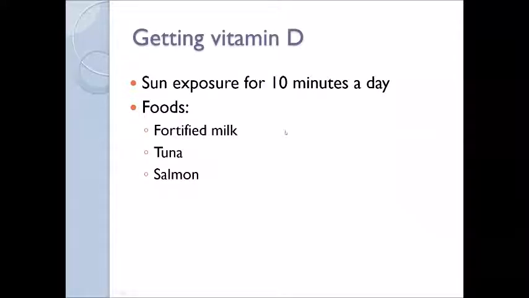Okay, and these are some of the ways that you can get vitamin D. You can get vitamin D from having sun exposure. If you're outside for about 10 minutes or more, that should be enough to give your body some level of vitamin D. And also you can get vitamin D from eating certain foods such as fish, tuna and salmon are a good example, as well as drinking milk.